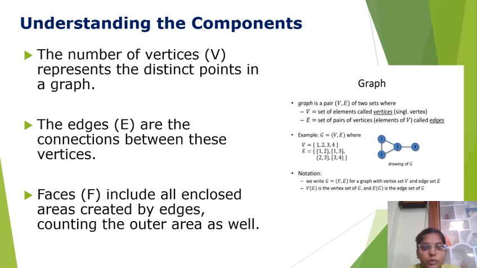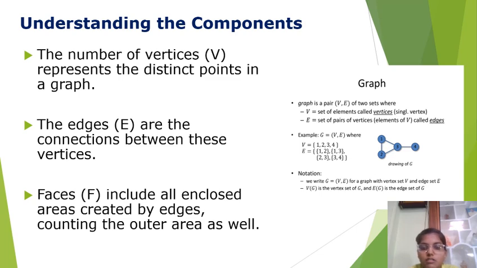Understanding the components. The number of vertices V represents the distinct points in the graph. The edges E are the connections between these vertices. Faces F include all closed areas created by edges, counting the outer area as well. A graph is a pair (V, E) of two sets, where V is a set of elements called vertices.